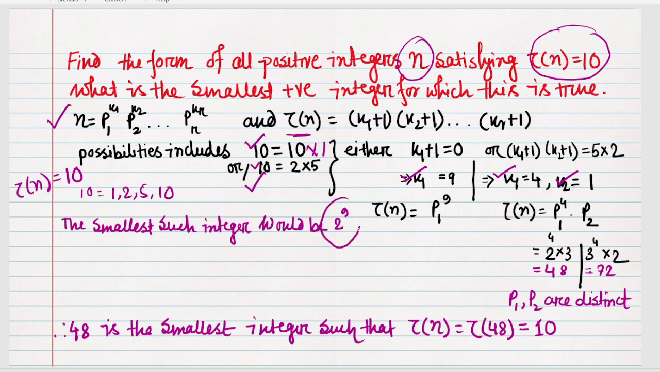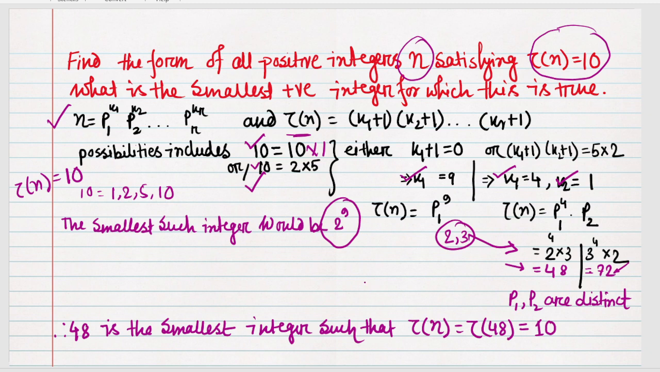This is comparatively a greater number, which may be 2 raised to power 9. In another case we have two values, k1 and k2, that are 4 and 1. That means n equals p1 raised to power 4 times p2. With p1 raised to power 4, taking the two distinct primes 2 and 3, we can write 2 raised to power 4 into 3 and 3 raised to power 4 into 2. In the first case we have the answer 48, and in the second case we have the answer 72. Since p1 and p2 are distinct, we wrote this in two forms, p1 into p2 and p2 into p1.